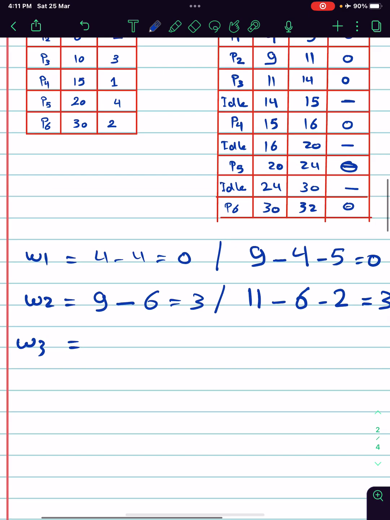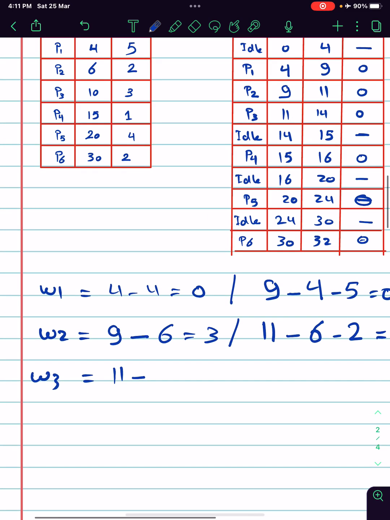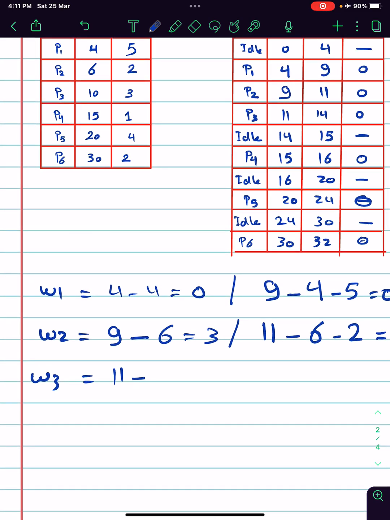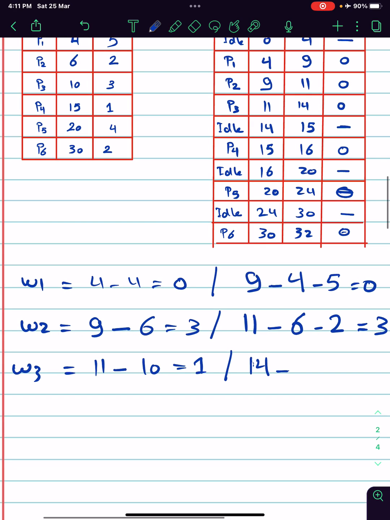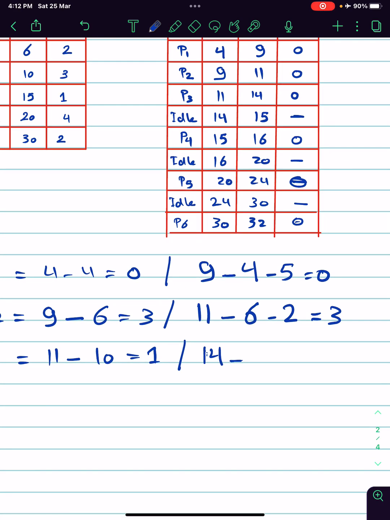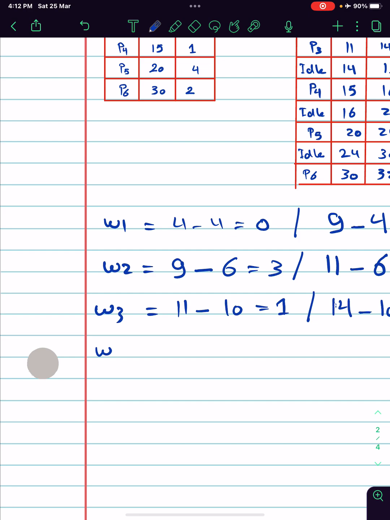For process 3, it started at time 11 and it arrived at time 10, so we have here a waiting of 1. You can also apply the other equation. It finished at time 14, it arrived at time 10, it has a burst of 3, so also the waiting is 1. Of course, it has to give you the exact same result.